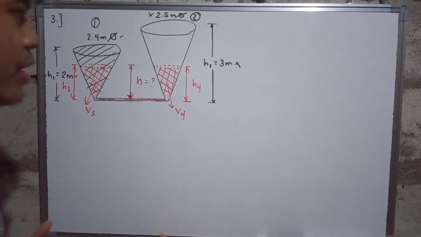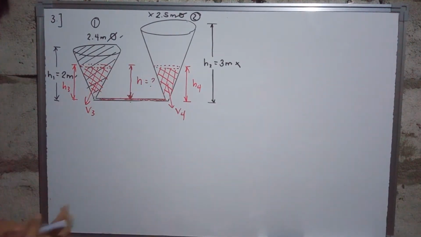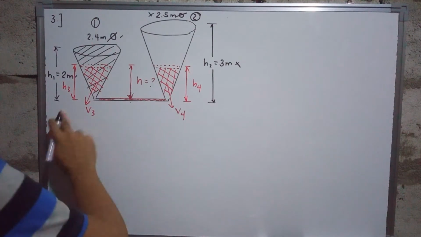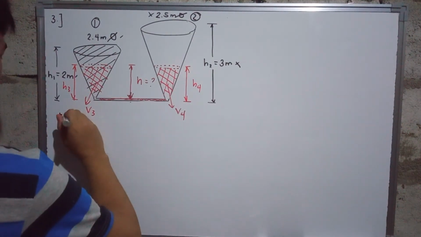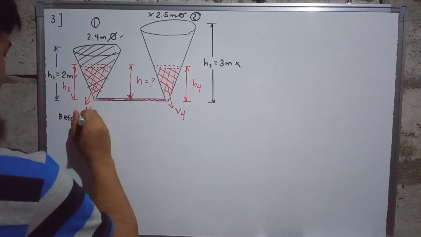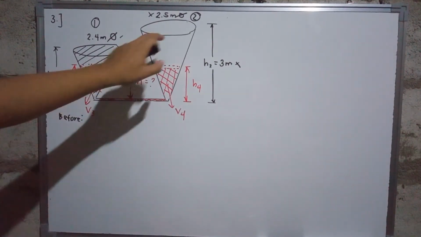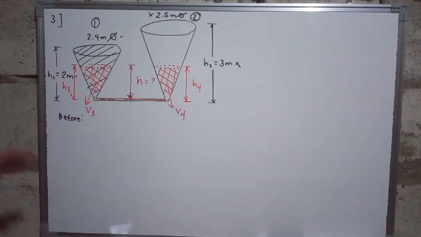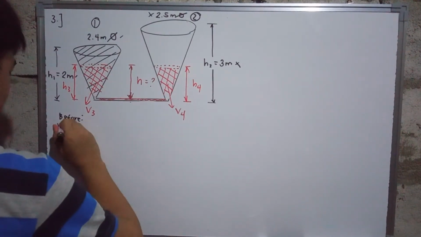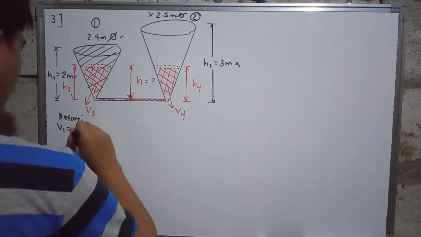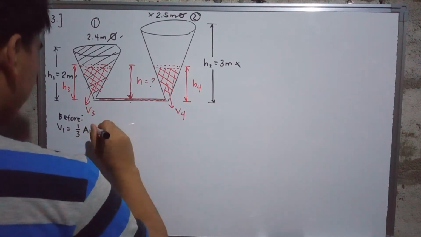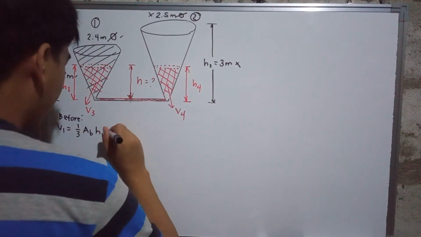So, gawin natin yung dalawang condition, separate natin. So, before yung condition na mag-apply, so before muna, full of water yung cone 1 natin. Empty naman si cone 2. So, solve natin yung mga volumes nila. Volume 1 is equals to 1/3 area of the base multiplied by h sub 1.